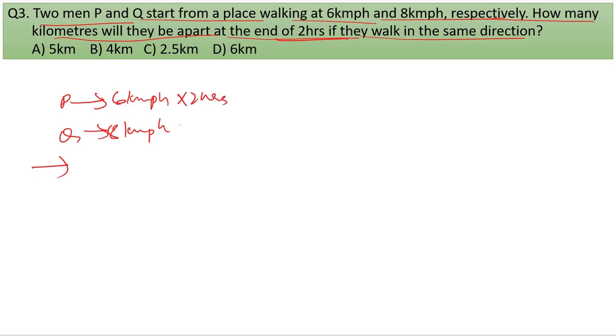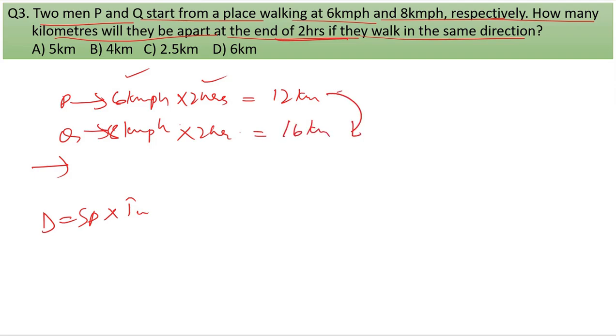That is into 2 hours. This one will be the distance, because we have distance equal to speed into time. So this one is speed and this one is time. Therefore, this whole thing will be distance. That is 6 twos are 12 kilometer. P will be covering 12 kilometer and Q will be 8 twos are 16 kilometer, and the gap between them is 16 minus 12, that is 4 kilometer. Therefore, option B is the correct answer.